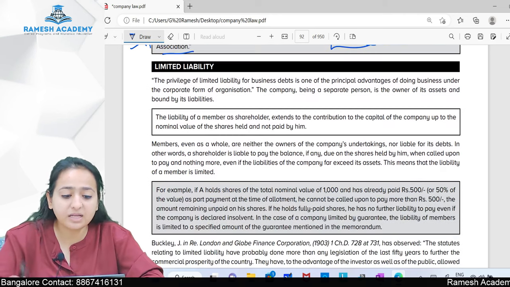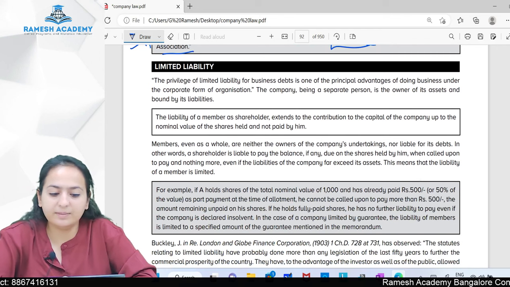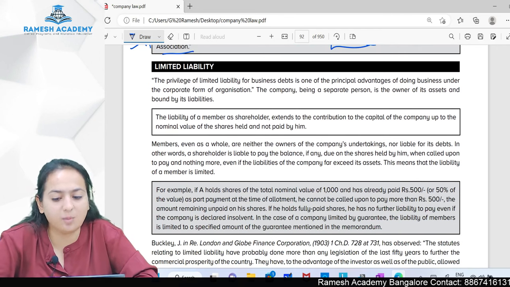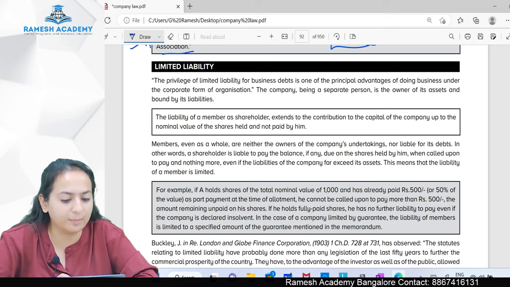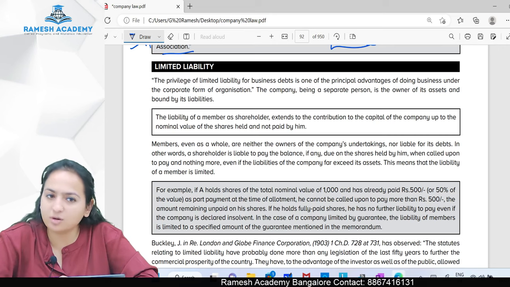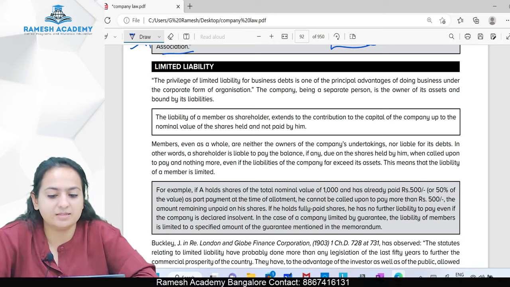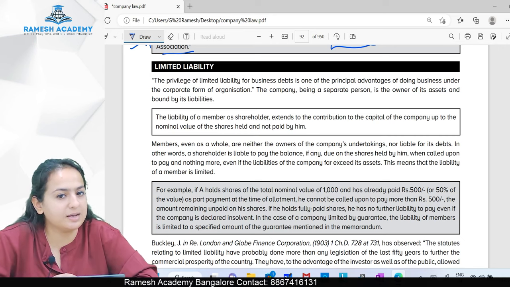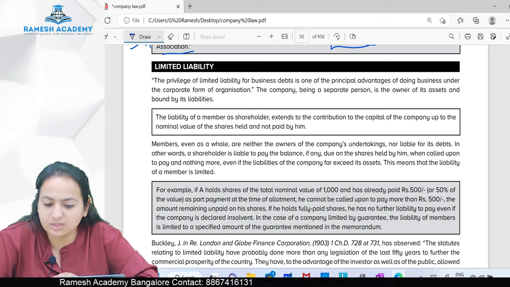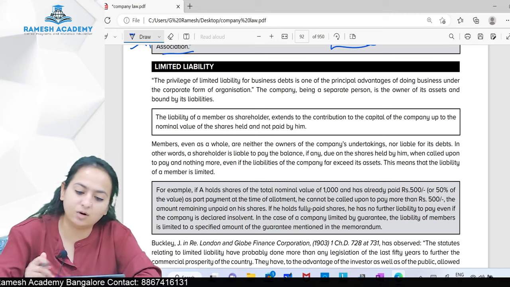Yeah. Next is limited liability. The privilege of limited liability for business debts is one of the principal advantages of doing business under the corporate form of organization. It has a limited liability. It is not personal liability, it has a limited liability. A company, being a separate person, is the owner of its assets and bound by its liabilities. The liability of a member as a shareholder extends to the contribution of the capital up to the nominal value of the shares held and not paid by him.